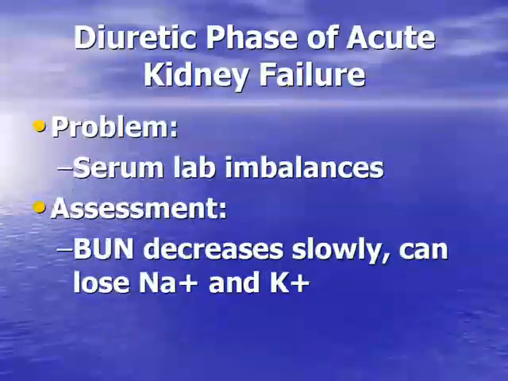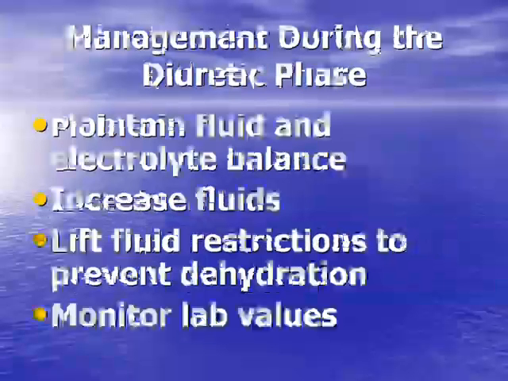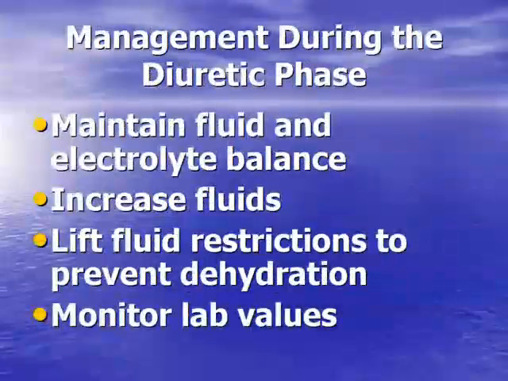In that diuretic phase, the lab imbalances are going to continue. The patient will lose sodium and potassium, but the BUN should slowly start to decrease and get back to a baseline, relatively normal value. Watch fluid and electrolytes on these patients, and also limit fluid restrictions to prevent dehydration, and monitor lab values.